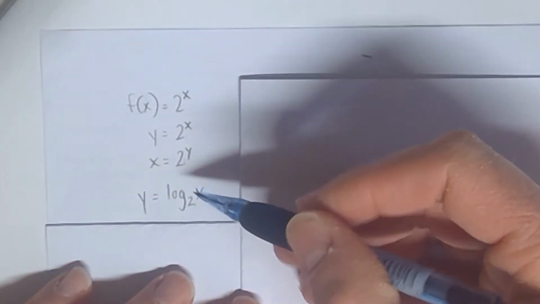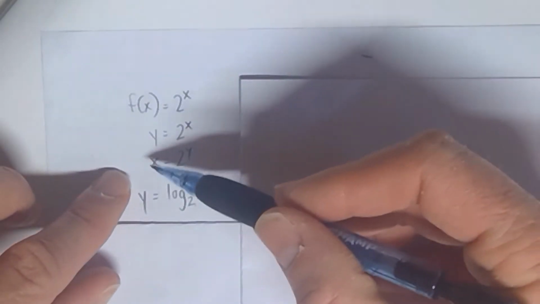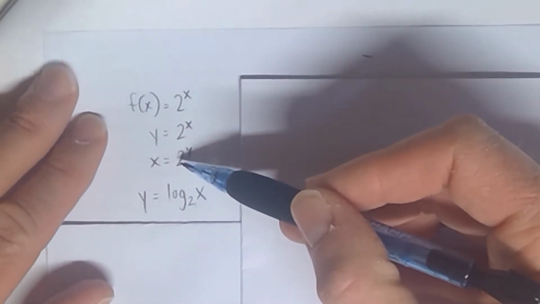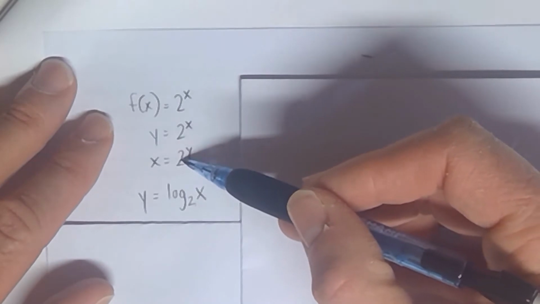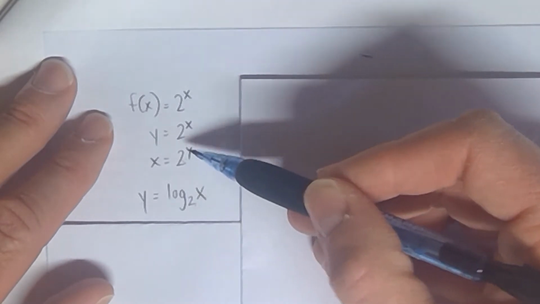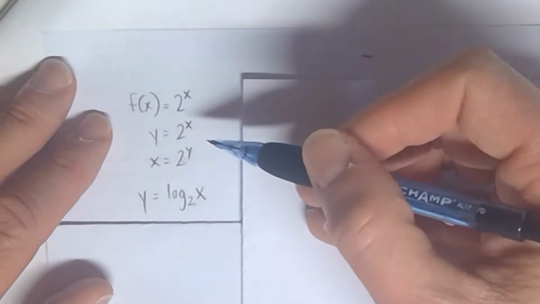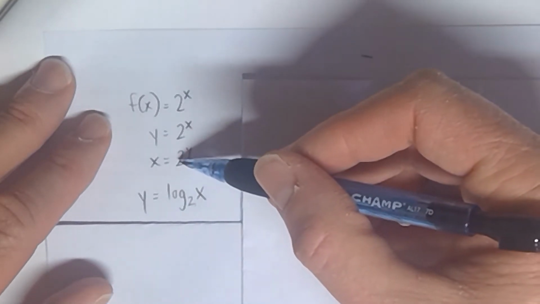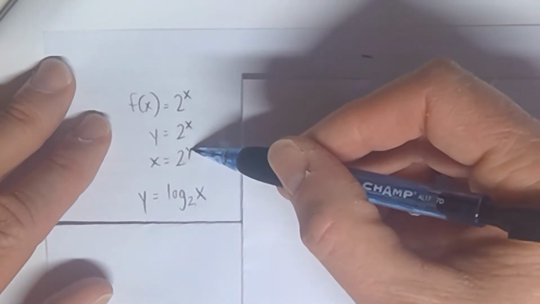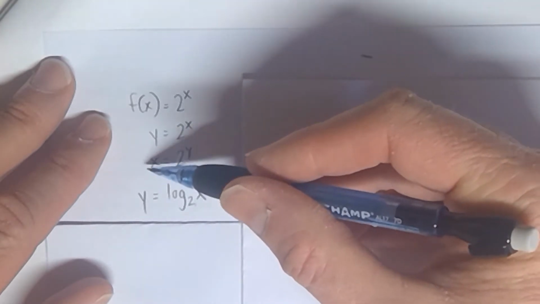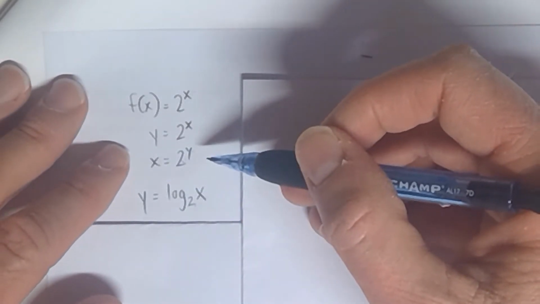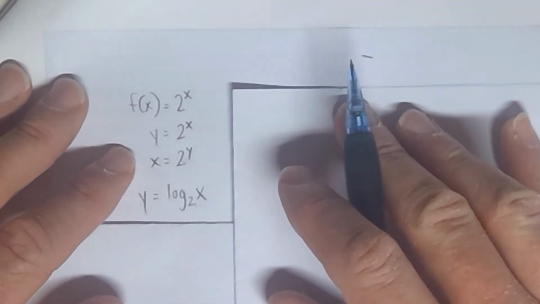There are 3 different components to the previous step right here. There's the base. Remember, a base is something that's taken to a power. You'll be hearing me say that a lot in this section. The base is 2. Of course, the y is the exponent, and then the x is the answer that you get when you combine the base and the exponent together.